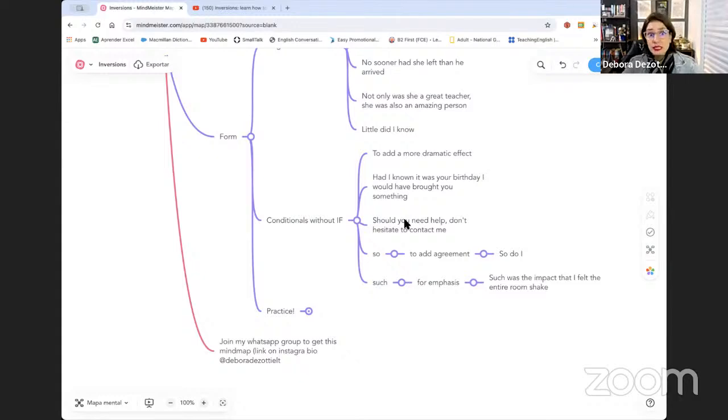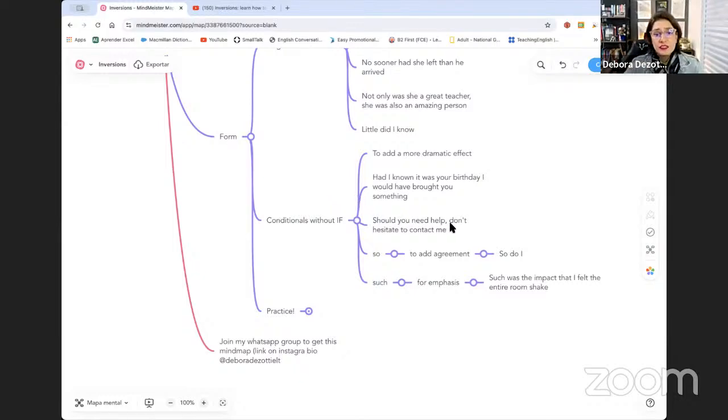Should you decide to leave, please make sure you shut the door. So there are many warnings that use this "should," and this "should" means "if." If you need help, don't hesitate to contact me. If you need to leave, make sure you close the door. You see? So it's a more formal way to make a conditional.